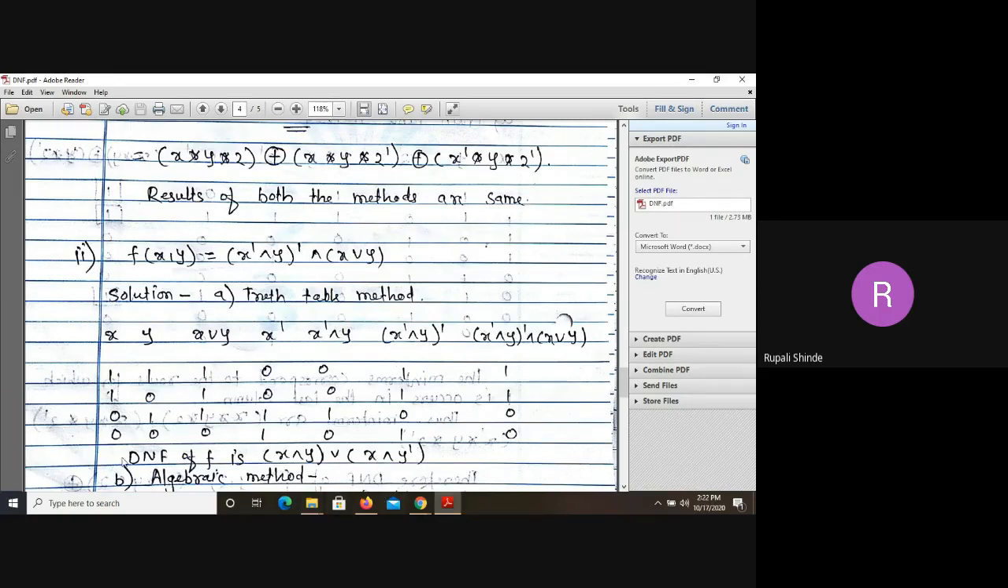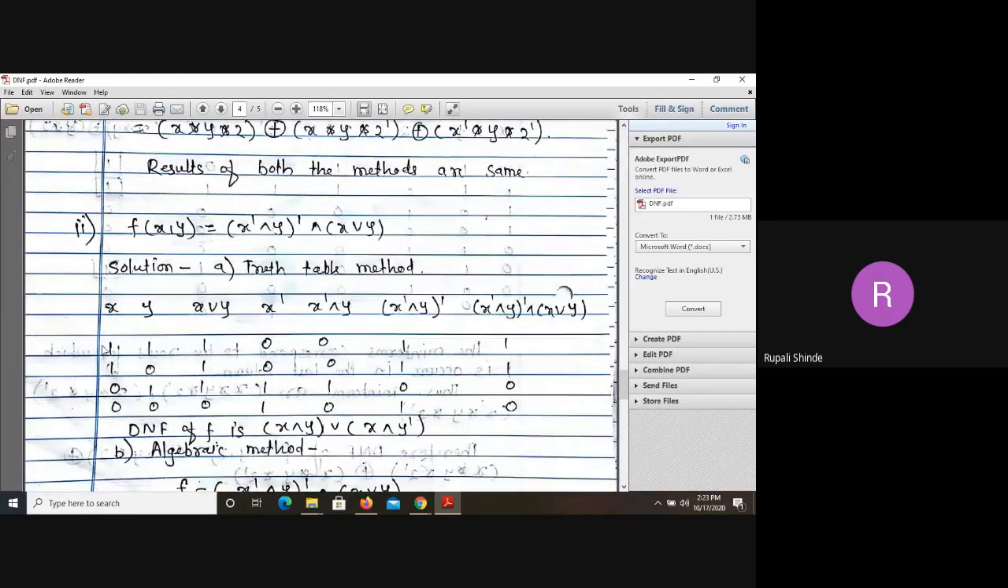So check here how we have solved. This function consists of two variables, so your truth table will contain 4 combinations of truth values. The first column is for x, the second is for y, the next is x or y, then x complement, then x complement and y, then the complement of this whole bracket, and the last is the and operation of these two columns.